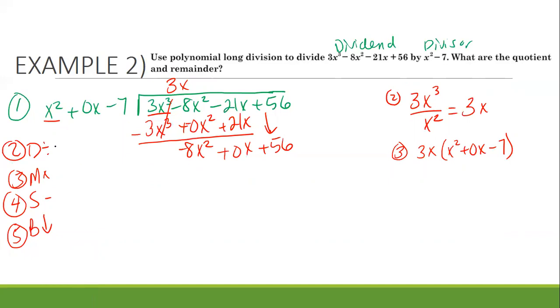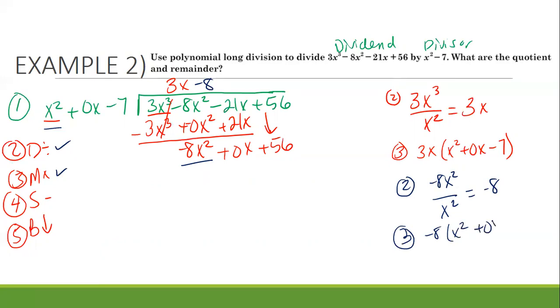So I start again with division. Negative 8x squared divided by x squared equals negative 8. Add that to my quotient bar. Step 3 is to multiply. So I have negative 8 times x squared plus 0x minus 7. That gives me negative 8x squared plus 0x plus 56.